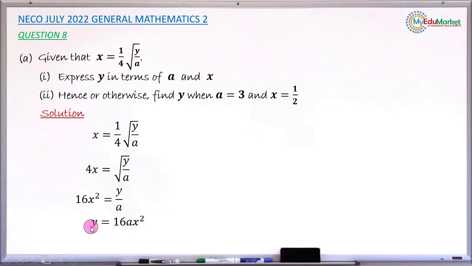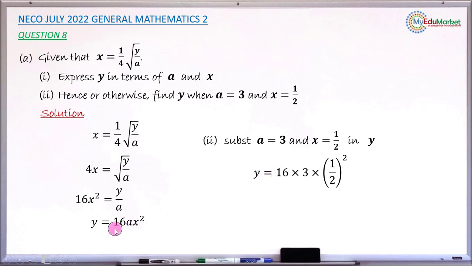So I have expressed y in terms of a and x. So y is now made the subject of the formula, and Roman 1 has now been answered. Now move to Roman 2. I'll make use of the formula for y that I have in Roman 1 to find the value of y, given a as 3 and x as 1 over 2. So I will substitute a by 3 and x by 1 over 2 in this formula. There you are going to have y equals 16 times a, so that will be 16 times 3 times x squared. So x is now 1 over 2.